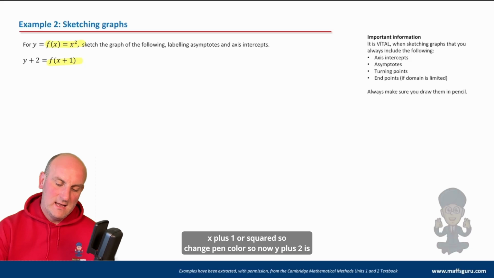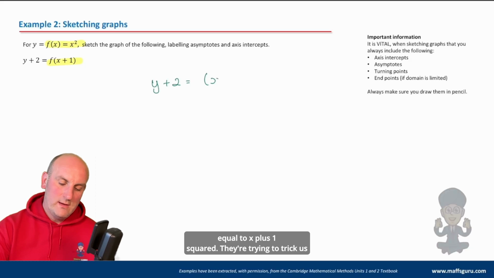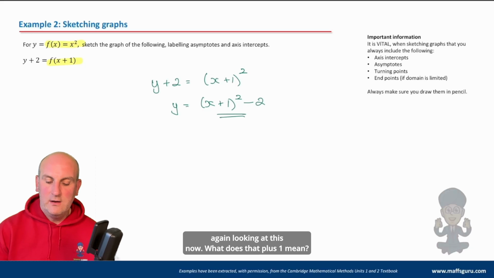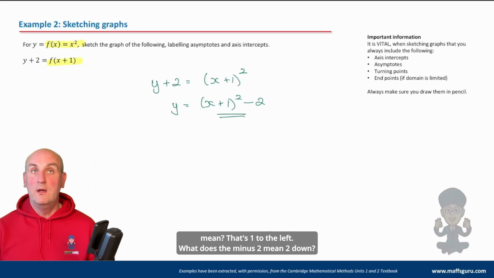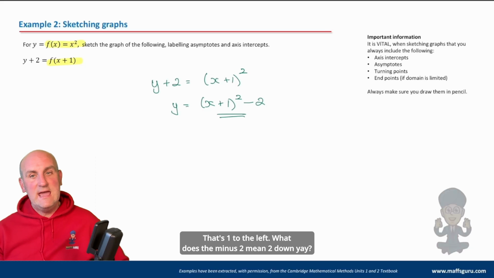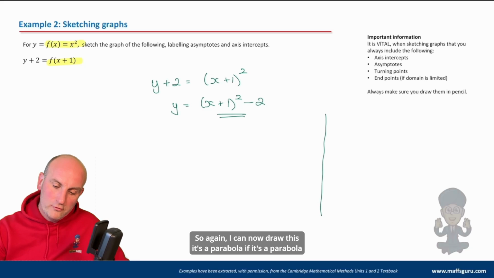So, change pen color. So now y plus 2 is equal to x plus 1 squared. They're trying to trick us. Let's rearrange it: y equals x plus 1 squared minus 2. And again, looking at this now, what does that plus 1 mean? That's 1 to the left. What does the minus 2 mean? 2 down. Yay! So again, I can now draw this.